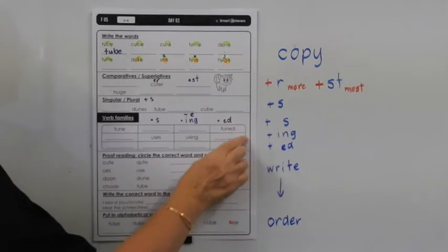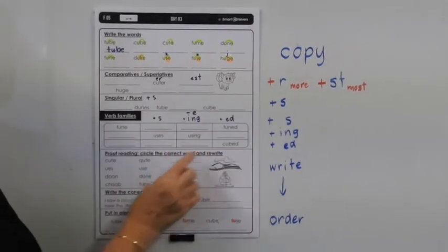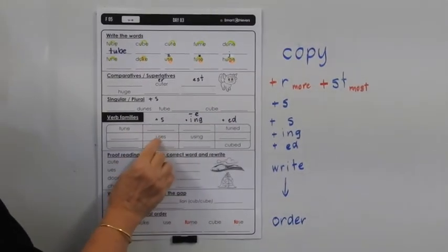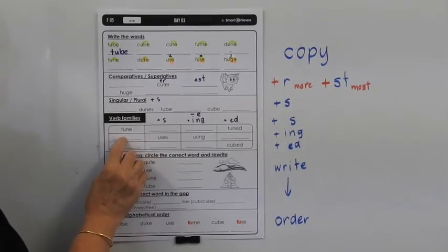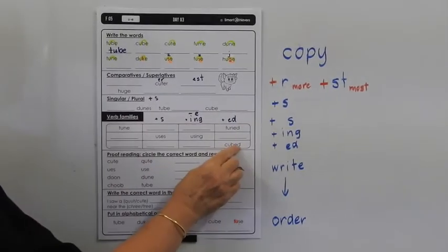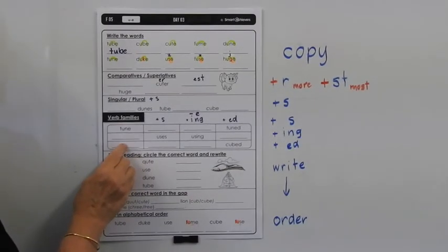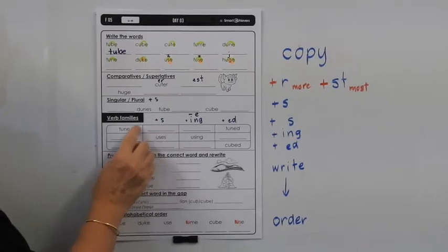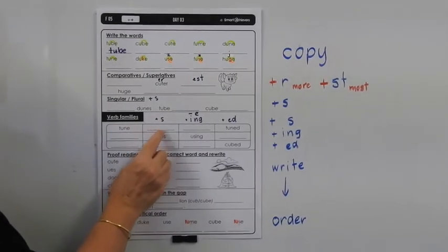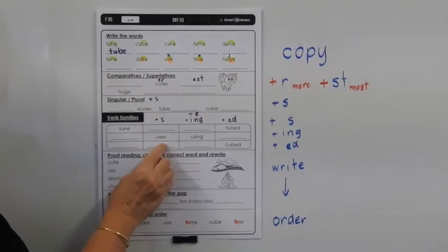These are verb families here, which means all these words are verbs. So we've got tune. The base word of uses would be use. The base word of cubed would be cube. So we've got tune, use, cube. Then you have to add an S to those base words. So you're going tunes, uses, cubes.